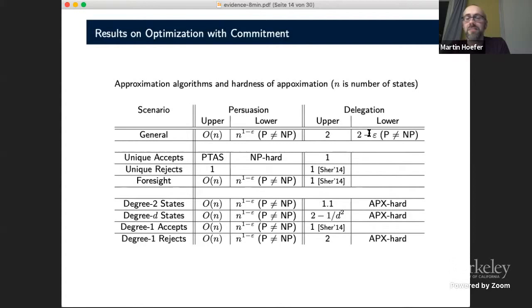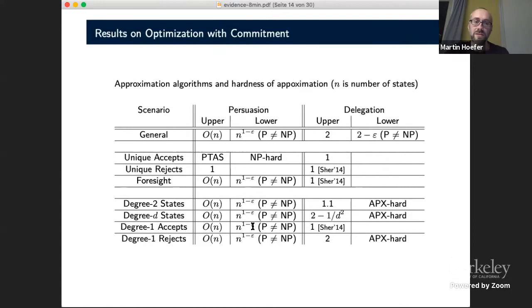So that's why we thought, okay, what about special structure? What about more structured instances? What about things like: I have a unique acceptable state, I have a unique rejectable state, every state has only two possible signals, things like this. We went through with this and found different algorithms. So there's a variety of algorithmic techniques that we use in these scenarios.